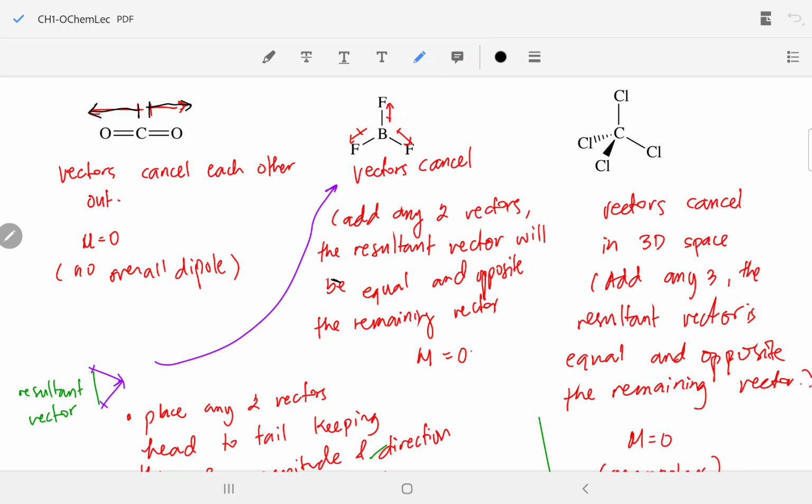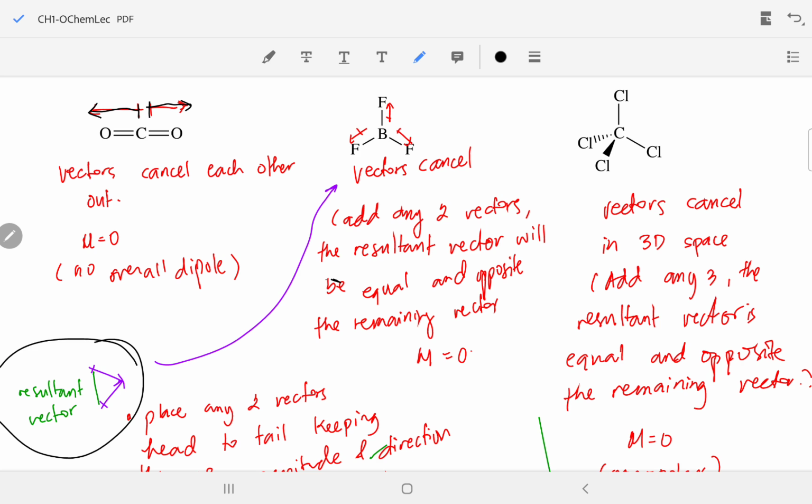For boron trifluoride, we all know that fluorine is the most electronegative element, so the polarity will be directed towards fluorine, and there are 3 bonds of fluorine, so the vectors also cancel. When you recall in physics, when you add any two vectors, the resultant vector will be equal and opposite the remaining vector. Therefore the dipole moment is 0, and it is not polar. Okay, then I have drawn the resultant vector.